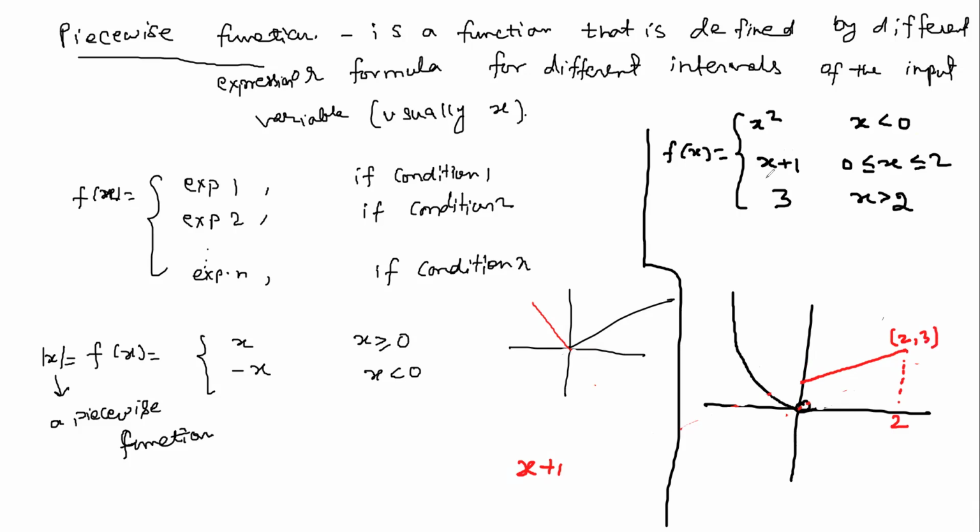Now the third line: when x is greater than 2, y is equal to 3. So when x is greater than 2, the value of y is 3. This is 3, but x is greater than what?